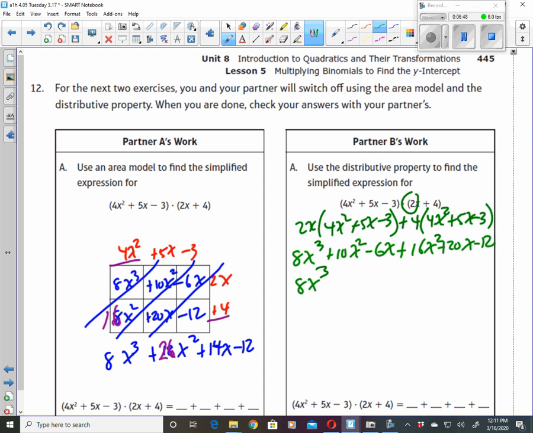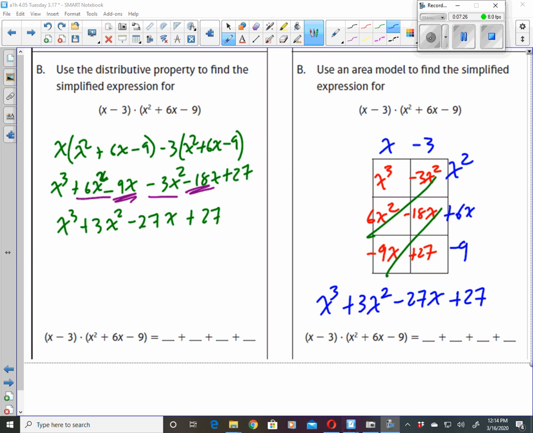8x cubed plus 10x plus 16x is going to be plus 26x squared, minus 6x plus 20x gives me plus 14x, minus 12, and those answers should match up. And notice it does make a difference if you multiply correctly. Okay, and again, you'll notice that we've reversed the order, but same problems, distributive property versus the area model. The answers come out the same. Try them both. Make sure you understand them both and choose which one you like better.